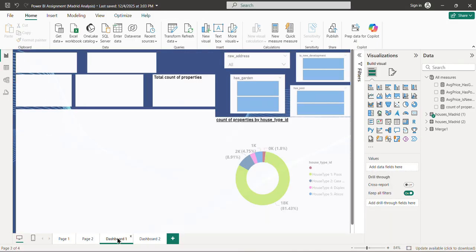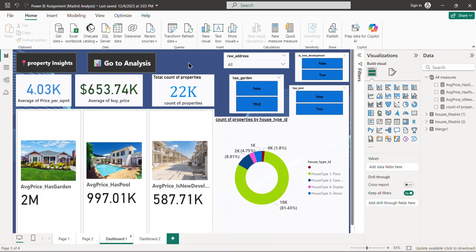Okay, now we are on the dashboard visualization. We are on the dashboard of Property Insight, and within Property Insight, as we discussed this chart earlier, if we see, the overall price per square meter is 4,000-something, and the average price is this, with the count of properties 22,000.